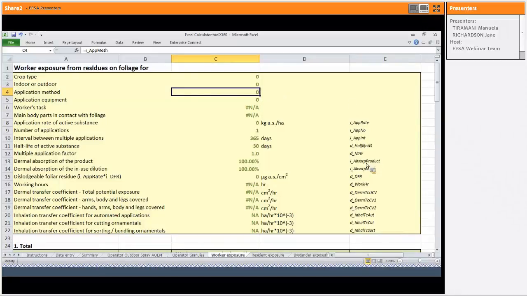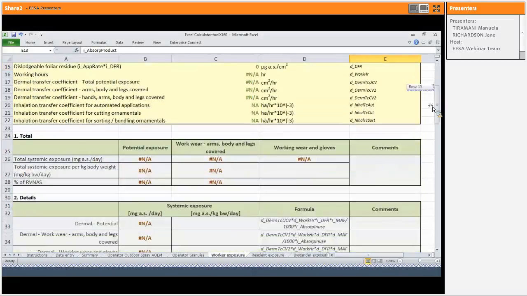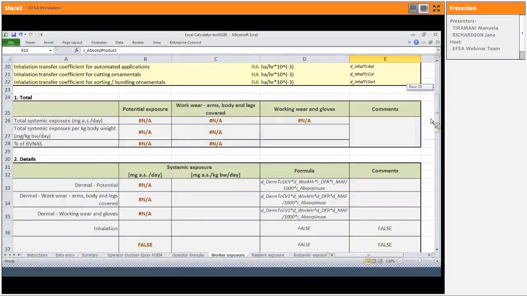So again, we see our absorption of the product, and we'll see later on, in this case, we're using the in-use dilution, the absorption of the in-use dilution. But again, you can see for full transparency which variables have been used, in this case, for example, to estimate the potential dermal exposure.